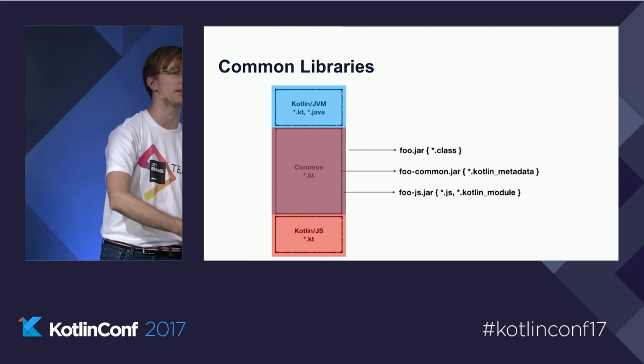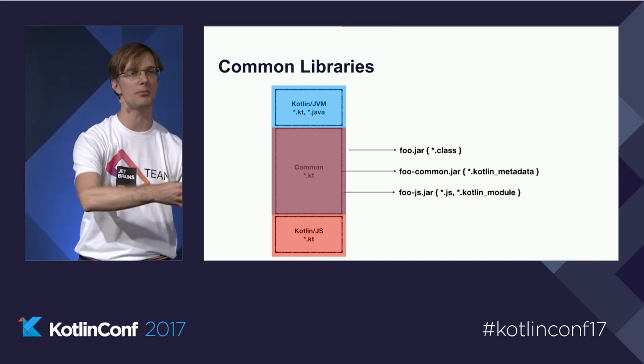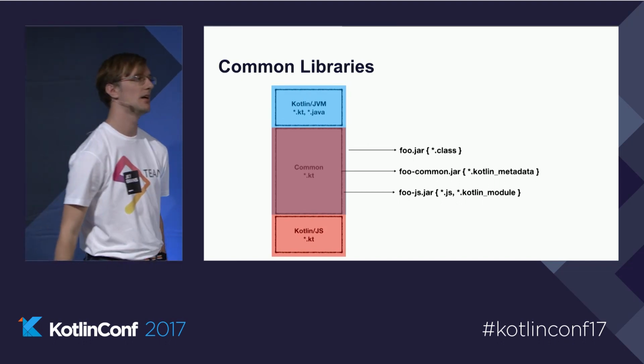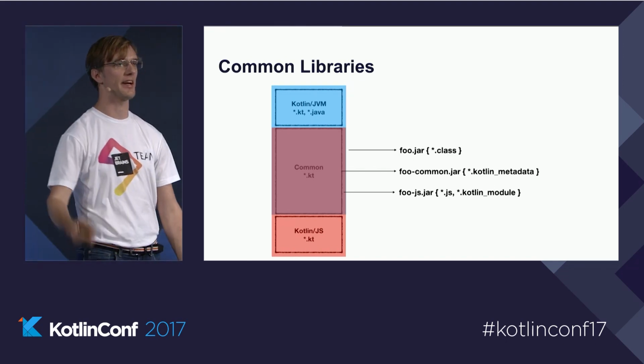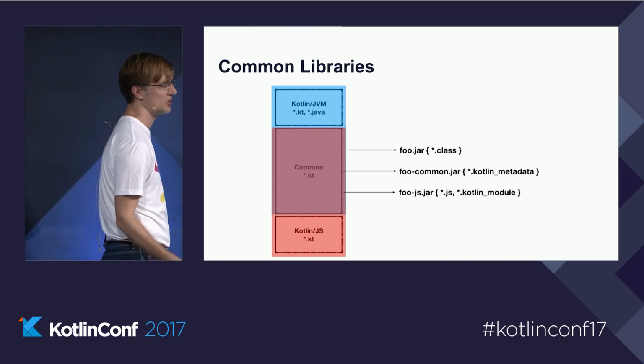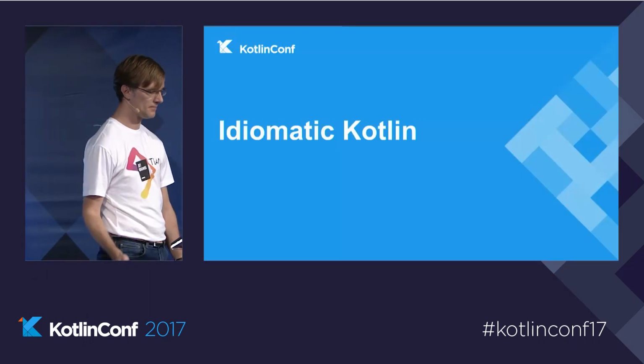You need the common library, which the common module depends on, and you also need the platform-specific library that the platform module depends on. So essentially, every time you build a common library, you release n+1 artifacts, where n is the number of platforms you support, like common, JavaScript, and Java.